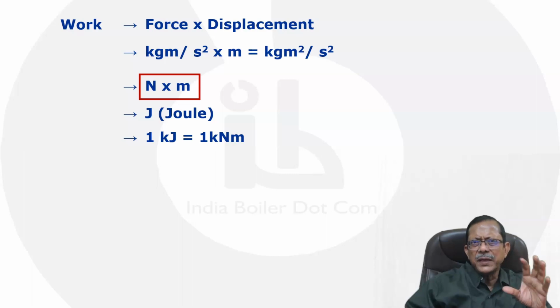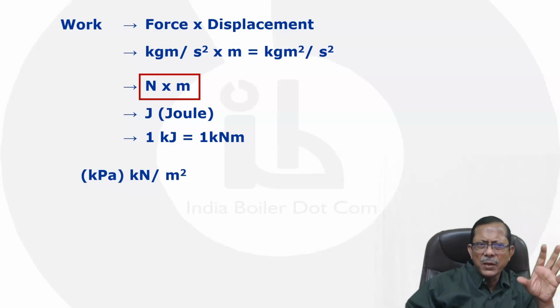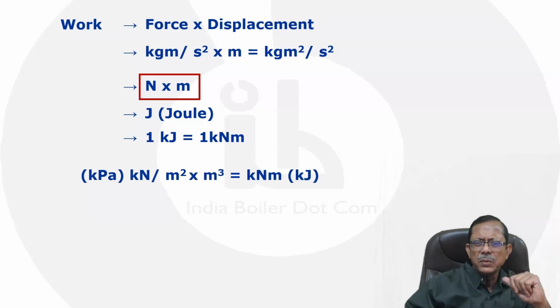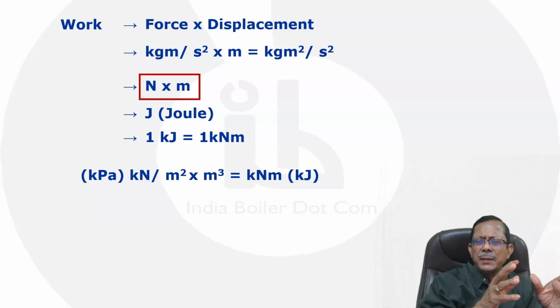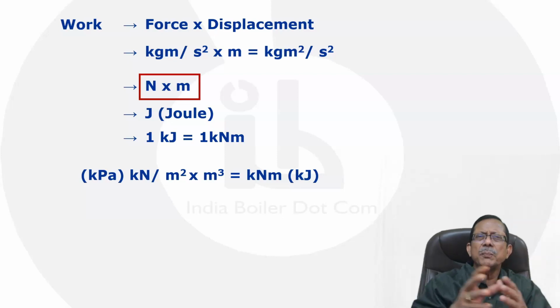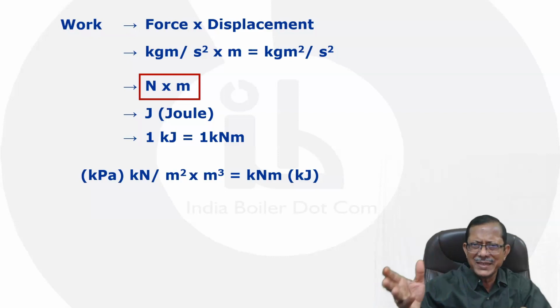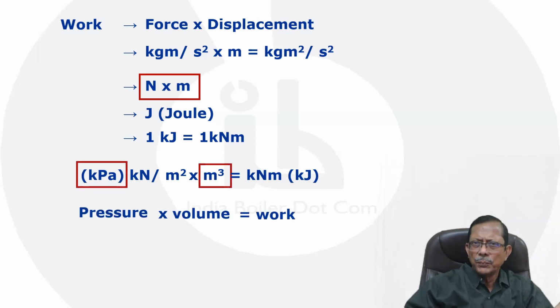Now, the advantage of SI units, as I told you: kilonewton meter. If I think about kilonewton meter, in what way can I get it? I can multiply kilonewton per meter square with meter cube, and I get kilonewton meter, right? So when I get this unit kilonewton meter by multiplying kilonewton per meter square, which is a kilopascal, a pressure unit, with meter cube, which is a volume unit, I get kilojoule, right? So that tells us that the work can be calculated as pressure into volume, right?